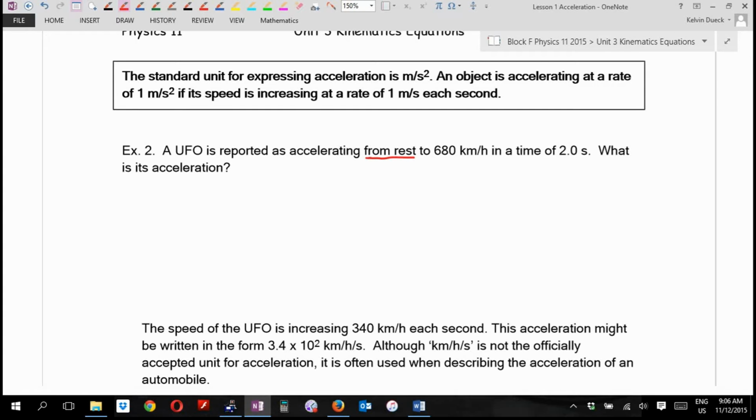We could, because this is seconds, convert this to meters per second. I think it's divide by 3.6. But I'm not going to, because there's a couple of questions in the homework where we're going to introduce a new unit of acceleration. We're going to use kilometers per hour per second, which is still velocity over time. It's going to look like this.